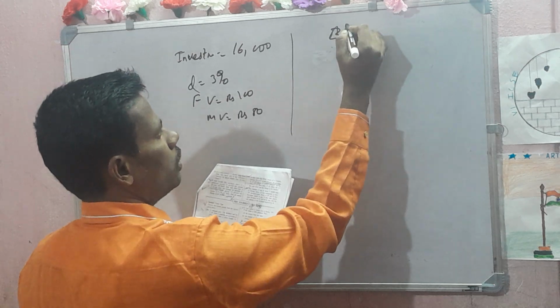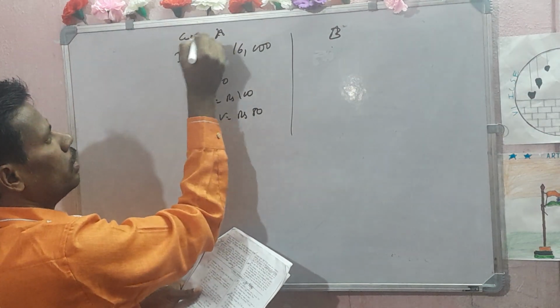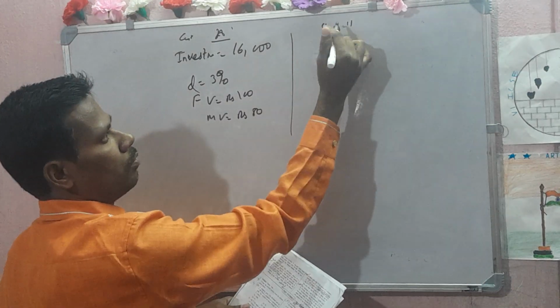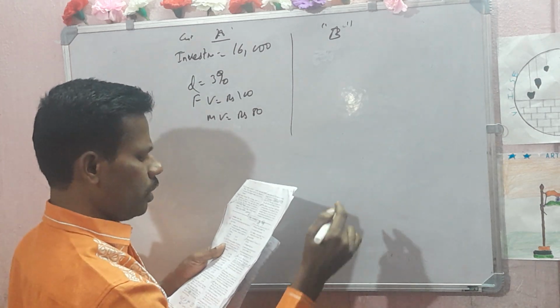B's. Now case 1, you write as case 2. This is A's, case 1. Write it as capital letters A. Case B, write this as B in quotation. What is given for B?